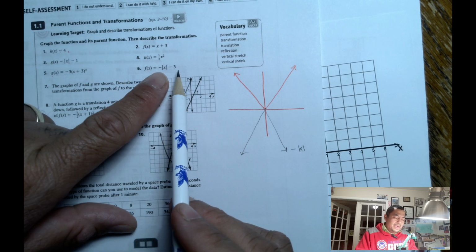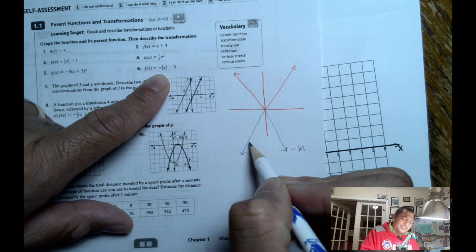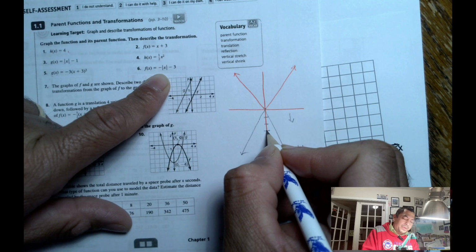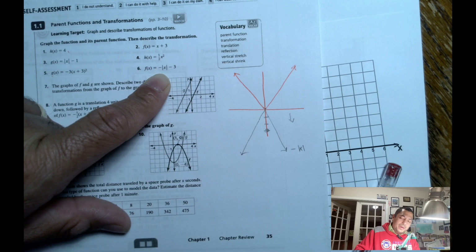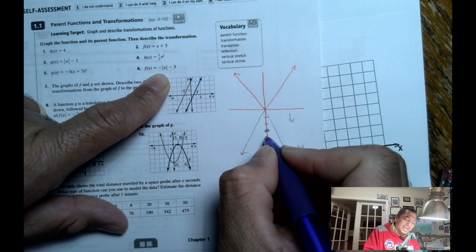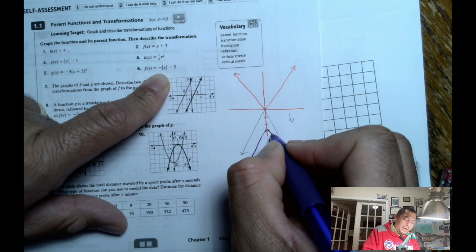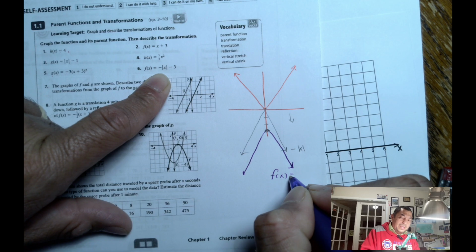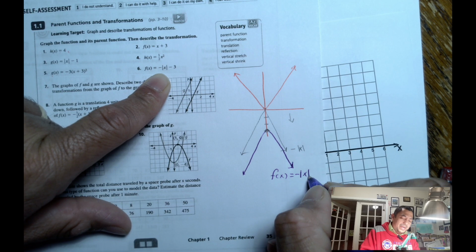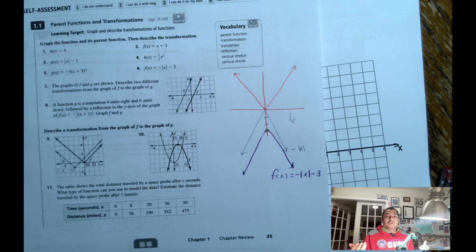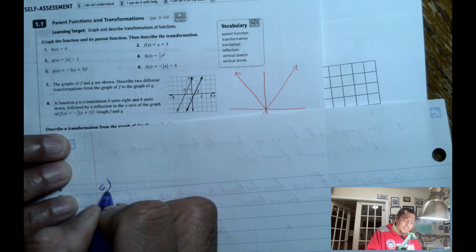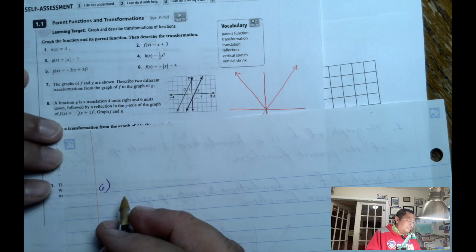This one is the negative absolute value of x. But now I have minus 3. So that means that this graph is going to go down 1, 2, 3 units. So I'm going to start my graph from, remember, same distance, my graph this way. So this one is f(x) equals negative absolute value of x, minus 3. So how do you describe this function for problem number 6? This is problem number 6.